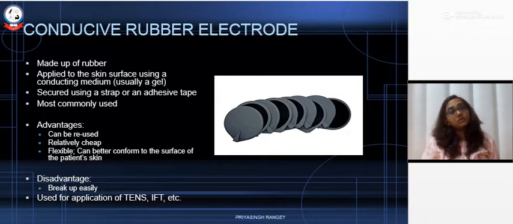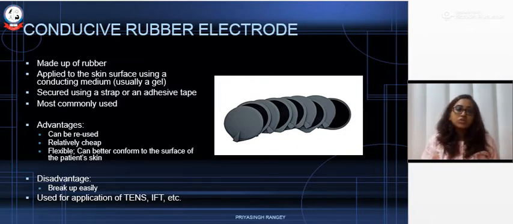Rubber electrodes are the most commonly used electrodes in physiotherapy. The advantage of using a rubber electrode is that it can be reused and they are relatively cheap. If we compare the cost of a rubber electrode to say a vacuum electrode or a metal electrode, rubber electrodes are comparatively cheaper. They are flexible and hence they can conform to any body contour, so you can apply a rubber electrode to any body surface area.